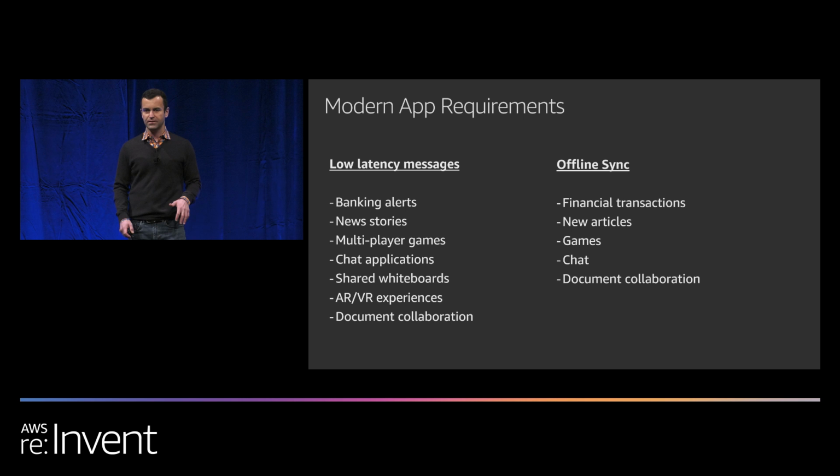So when we talk to customers, we usually hear that when they're building either a PWA, or a hybrid app with React Native, or a native app on iOS or Android, they have use cases that tend to fall into two buckets, and many times they overlap with each other, which is quite interesting. The first is usually low latency messages.